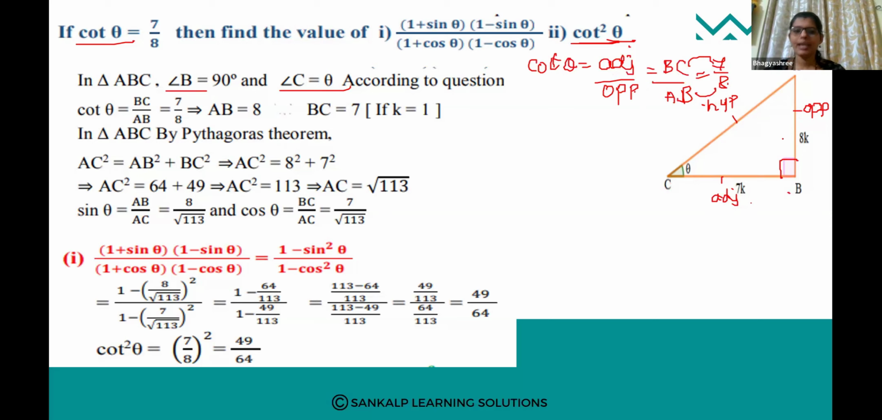So they have taken 7K. K means any constant, we will take K is equal to 1. So it doesn't make any difference. 7 into 1 is 7 only, right? So BC is 7 and AB is 8.